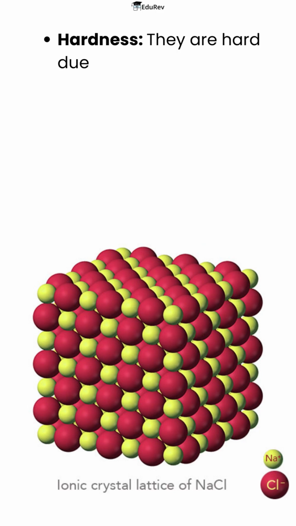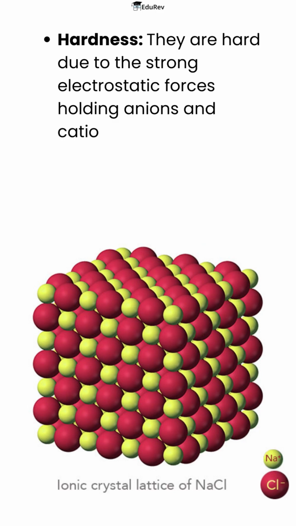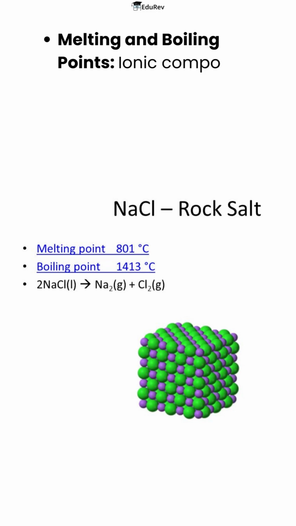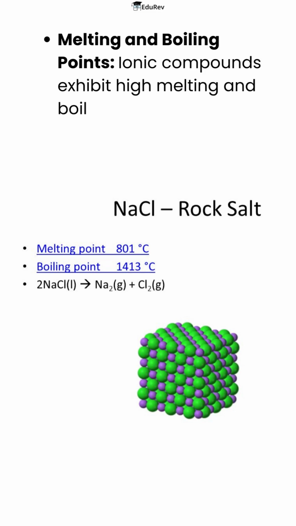Ionic compounds are hard due to the strong electrostatic forces holding anions and cations together. Ionic compounds exhibit high melting and boiling points. For instance, sodium chloride melts at 801 degrees Celsius and boils at 1465 degrees Celsius.